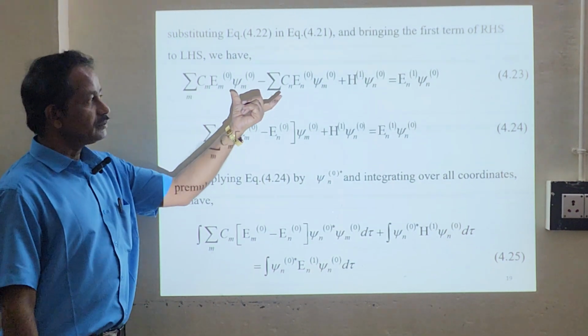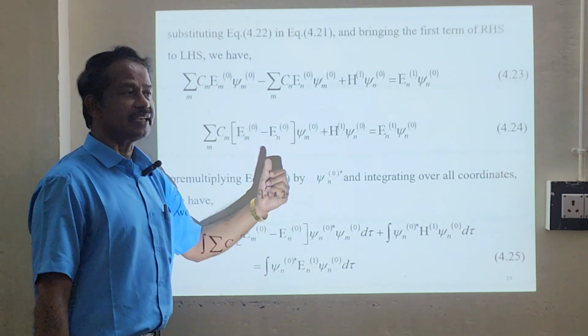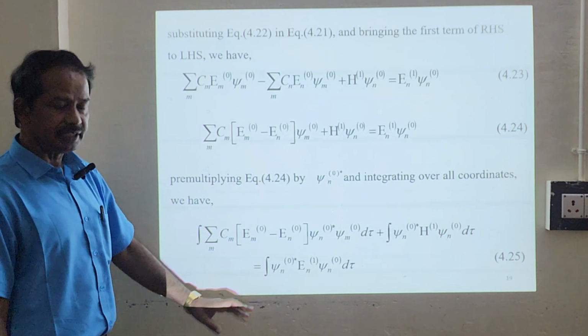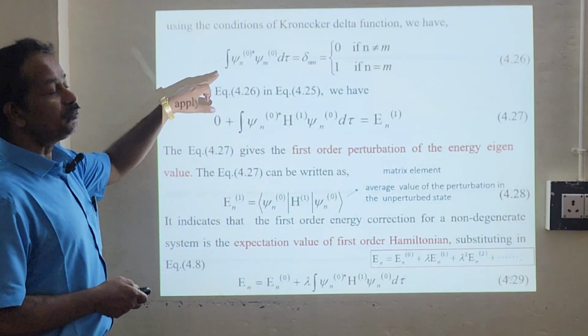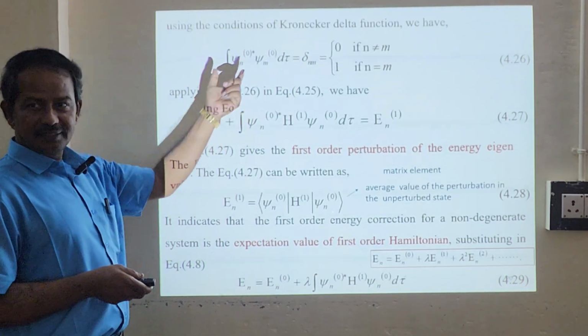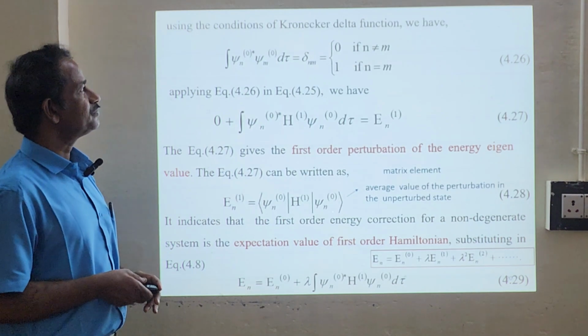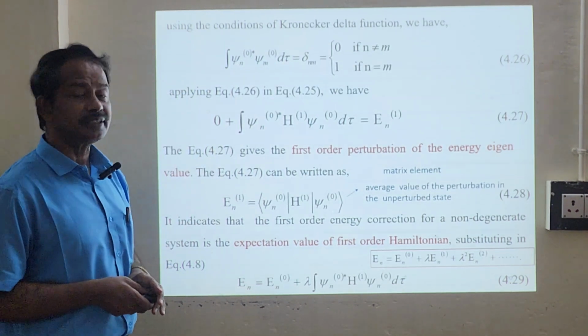So what we have done? Just take the common term out and multiply with the complex conjugate of psi n. That's all. So we have obtained equation 4.25. Now we know already the canonical delta function is given by this. We know already this condition. So when n equals m, the answer is 1. When n is not equal to m, the answer is 0.